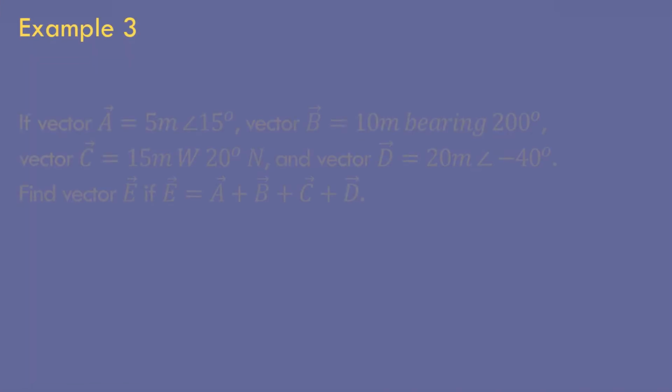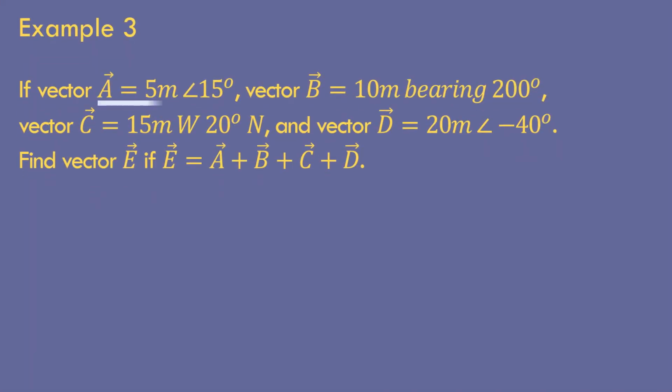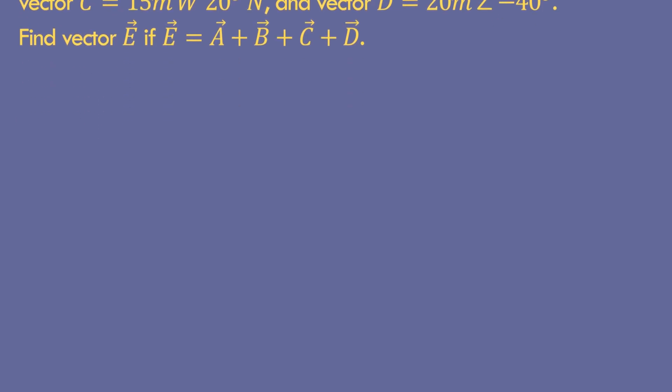Given four vectors. Vector A is equal to 5 meters with the direction of 15 degrees, vector B is 10 meters in magnitude bearing 200 degrees. Vector C is 15 meters with the direction west 20 degrees north, and vector D is 20 meters at negative 40 degrees. Find vector E, if E is the summation of vectors A, B, C and D. To make it clearer, sketch the vectors in the x and y plane.